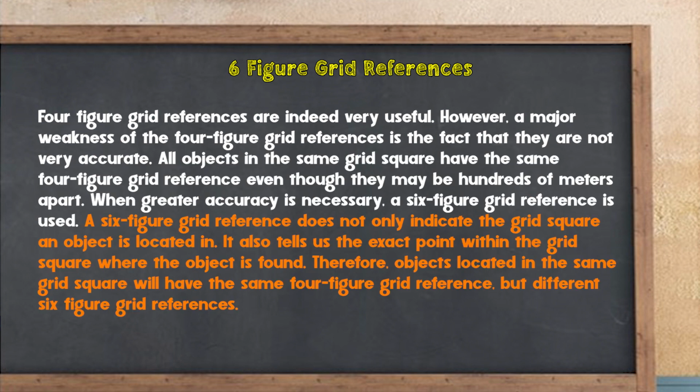Now, a 6-figure grid reference does not only indicate the grid square an object is located in, it also tells us the exact point within the grid square where the object is found. Therefore, objects located in the same grid square will have the same 4-figure grid reference, but different 6-figure grid references.